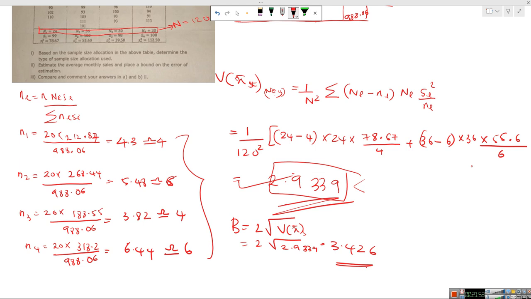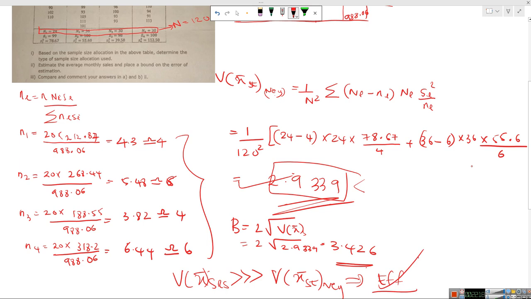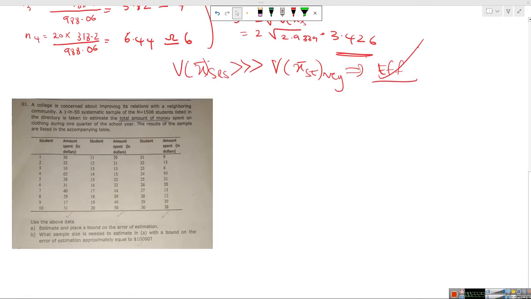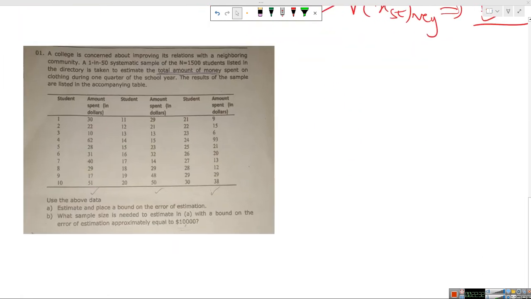Okay. So when comparing, this is very simple. Efficiency is greater for stratified random sampling. Variance of x bar SRS is greater than variance of x bar stratified with Neyman allocation. So we can conclude that the efficiency of Neyman allocation is much higher, right? So that is what they are asking in the next question. Now we will discuss another question that is coming in the systematic sampling technique. Okay.